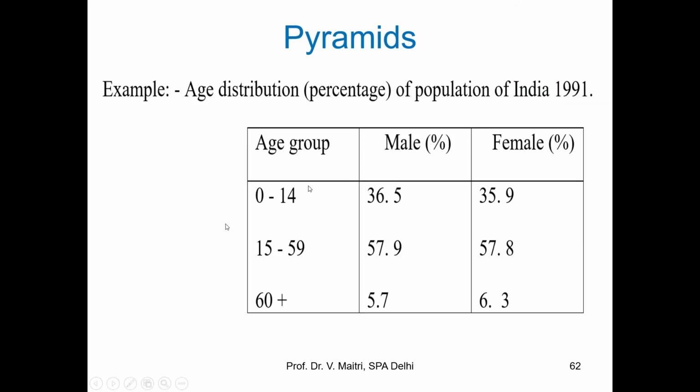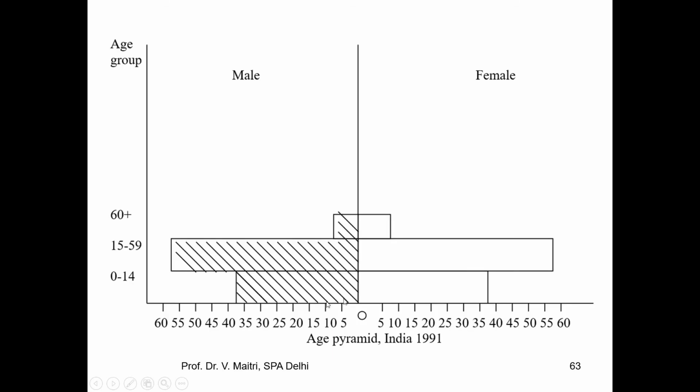So these age groups are given: 0 to 14, 36.5 and 35.9; 15 to 59, 57.9 and 57.8; 60 plus, 5.7 and 6.3. In a pyramid, we have a baseline in the middle at 0, and then we put in the different age groups. Like 0 to 14, this bar we have prepared. This is for male and this is for female. From 15 to 59, this bar we have prepared. For 60 plus, this bar we have prepared.